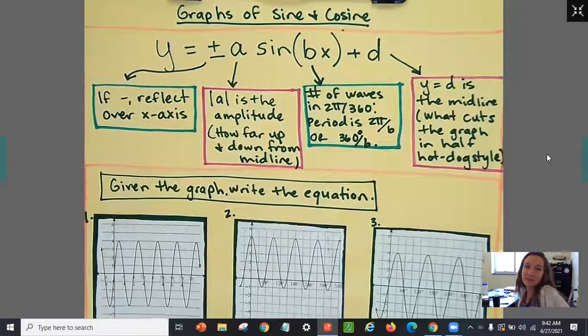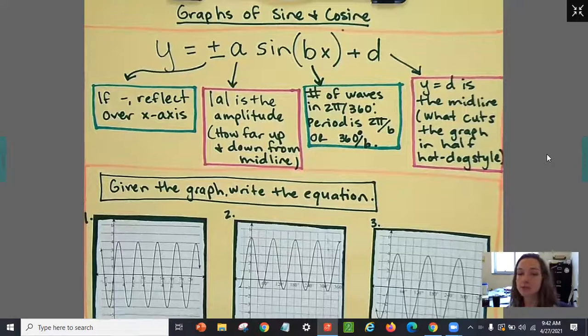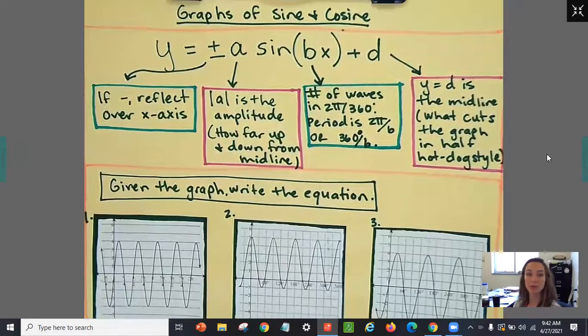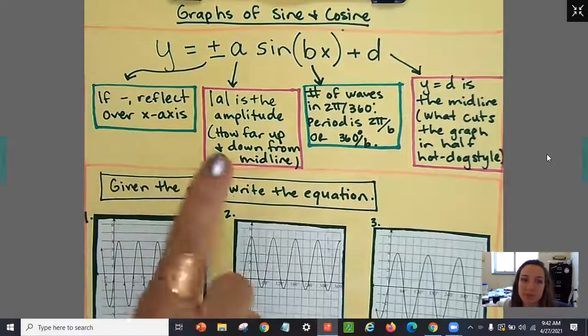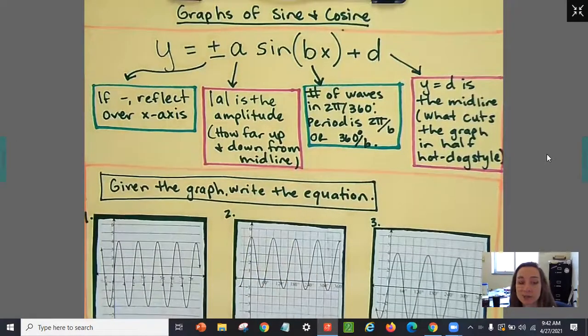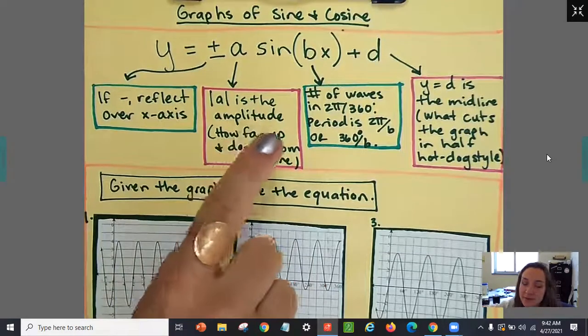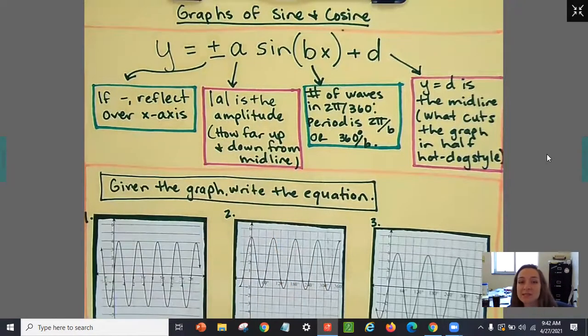Hello everyone. In this video we're going to be talking about the graphs of sine and cosine, and I first want to go over the form, and we've already been over this. The plus or minus in the front, if it's negative, it's going to reflect over the x-axis. The absolute value of a is the amplitude, meaning that it has to be positive, and this is how far up and down the function is going from the midline.